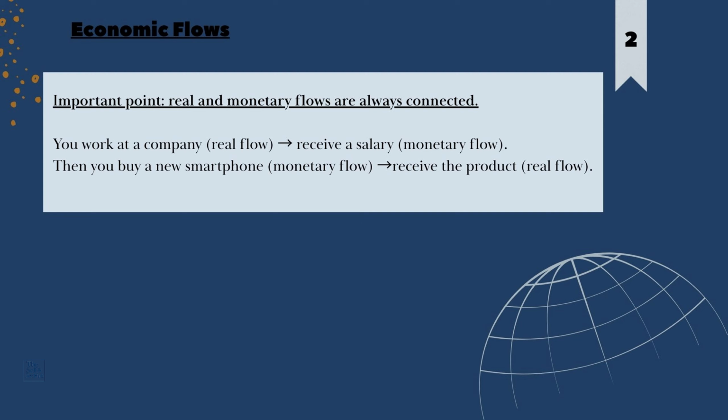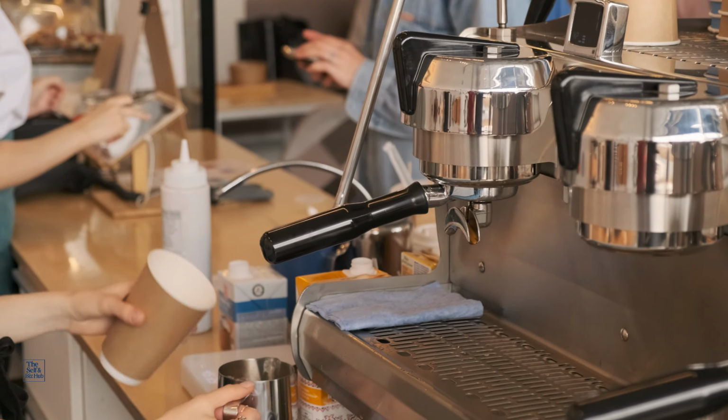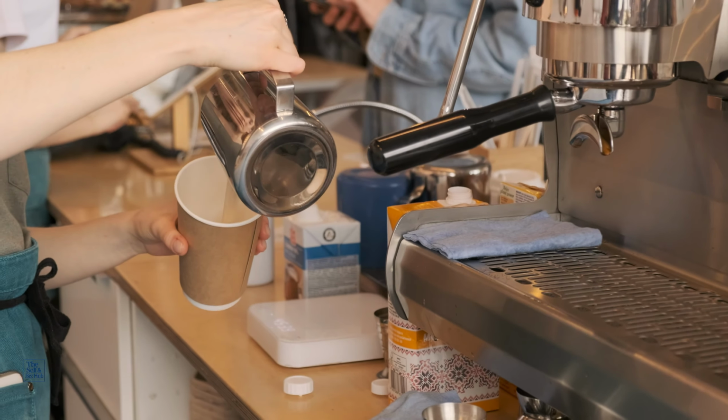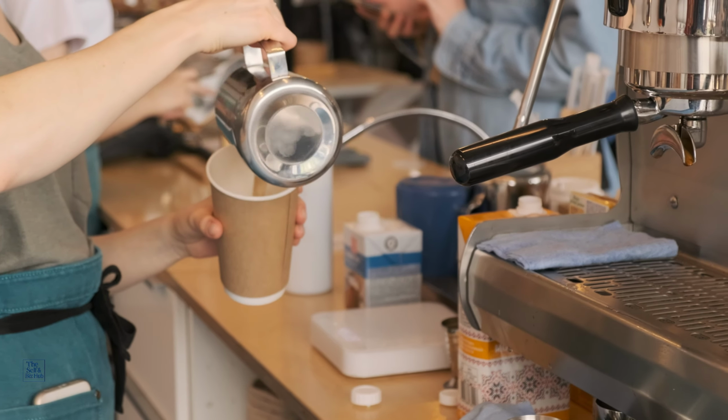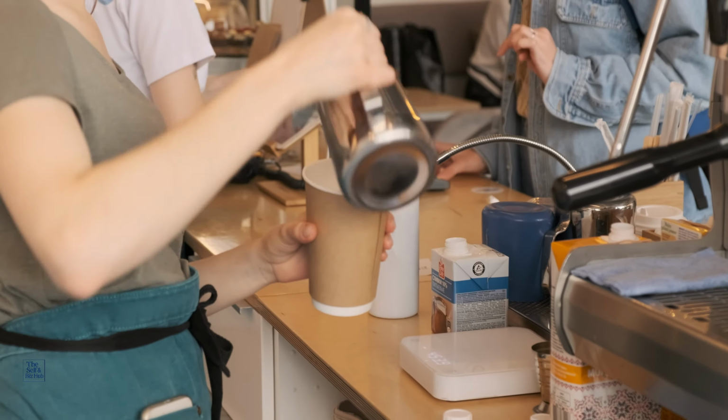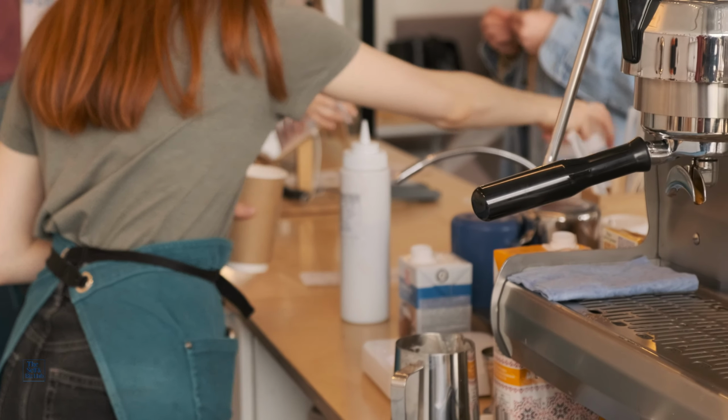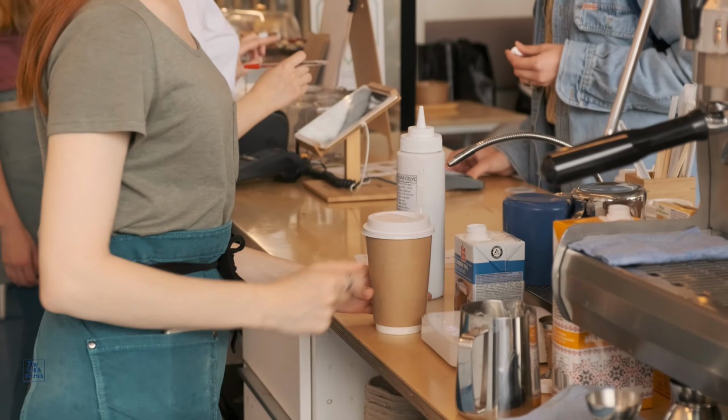To see how real and monetary flows work in practice, let's look at a small but illustrative story: the life of a single cup of coffee. Imagine a student in Paris buys a coffee for €3. Real flow: the coffee moves from the cafe to the student. Monetary flow: €3 move from the student to the cafe owner.